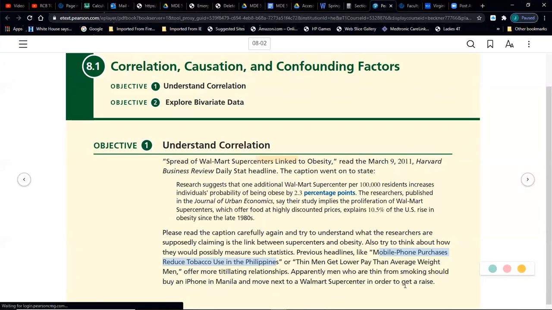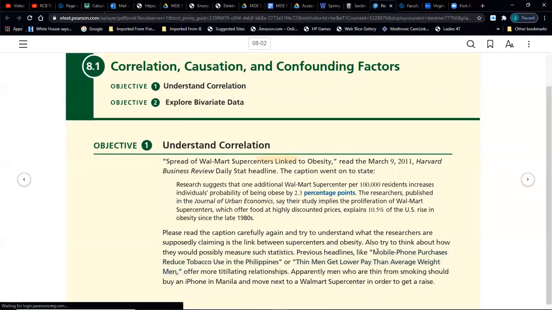So then they had another article titled, Thin Men Get Lower Pay Than Average Weight Men. Huh. Well, that's also weird. So if you increase your weight by 30 pounds, does that mean you're going to get a pay raise? I don't know. I just don't know.